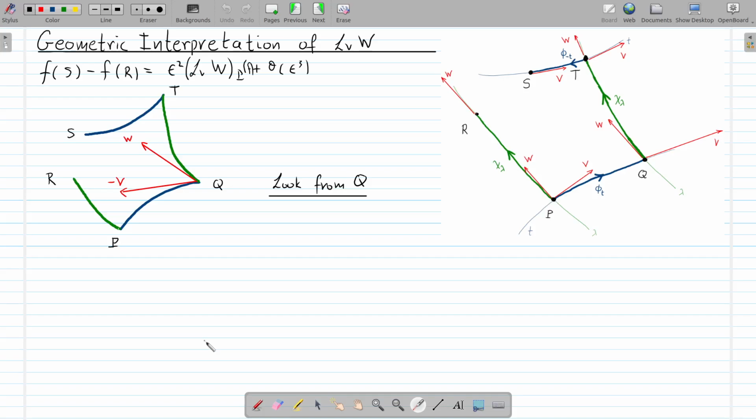So let's look at this walk now from the point of view of the point Q. So now consider starting from the point Q, move along W to the point T, and then move along minus V to the point S. Then in order to arrive at the point R, on the left we have to start in the direction of minus V to arrive at the point P, and then move in the direction of W to arrive at the point R.